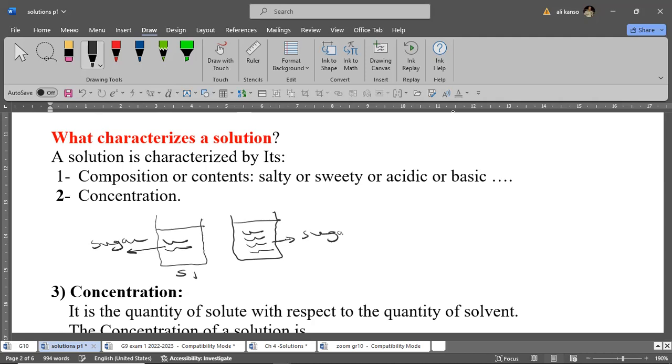We say it is solution 2. Which solution is sweeter? Both of them have the same quantity of water, 100 milliliters. But the one that contains more solute will be sweeter. Solution 2 is sweeter than solution 1. Why?